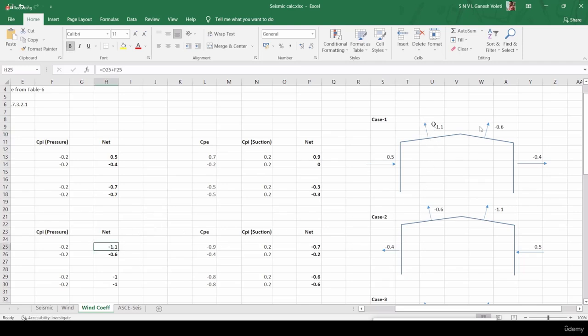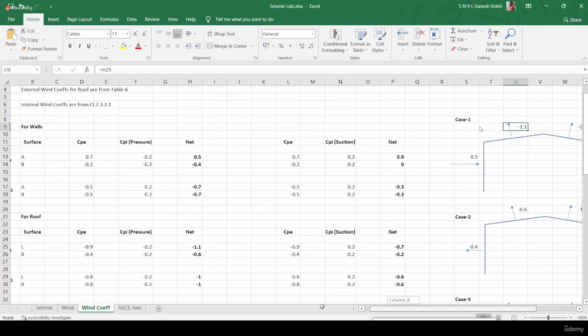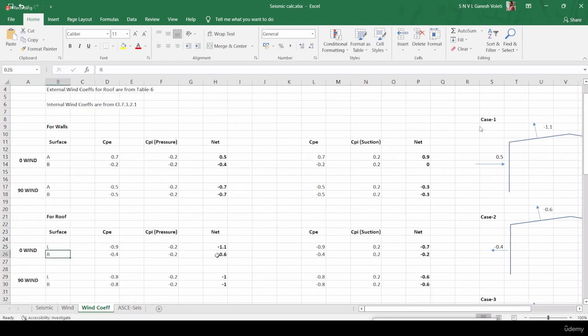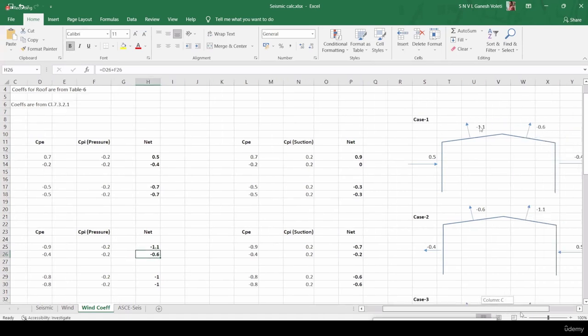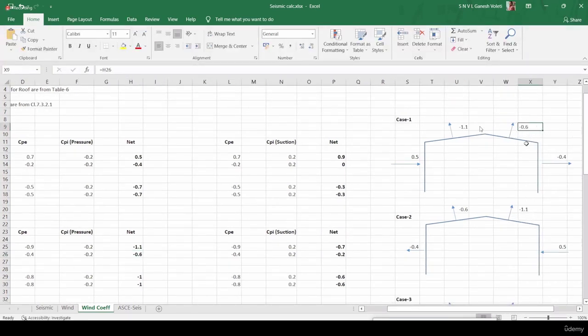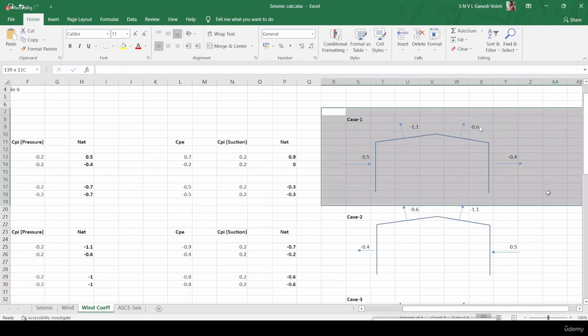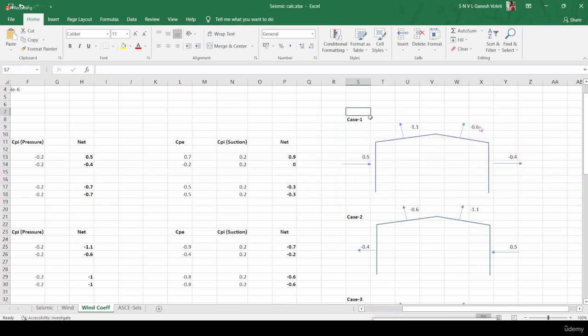So minus 1.1, that is away from the rafter, and the left roof we have completed, and the right roof minus 0.6. Minus is nothing but away from the rafter. So this is the first case. What is this first case? Wind is flowing from left towards right.